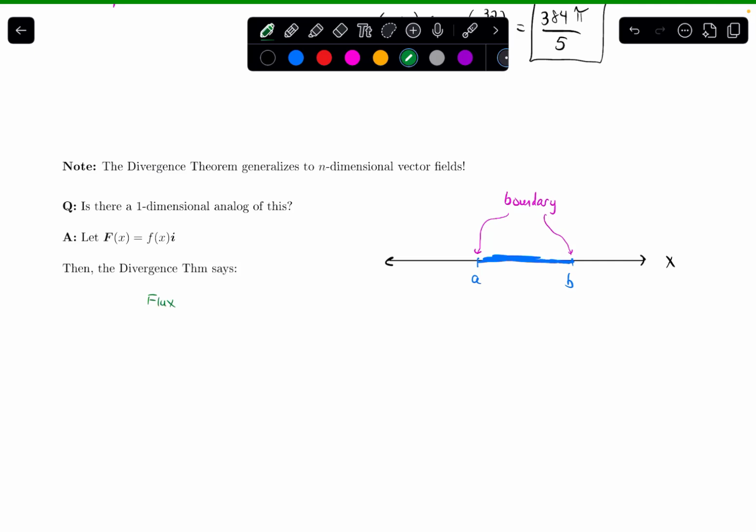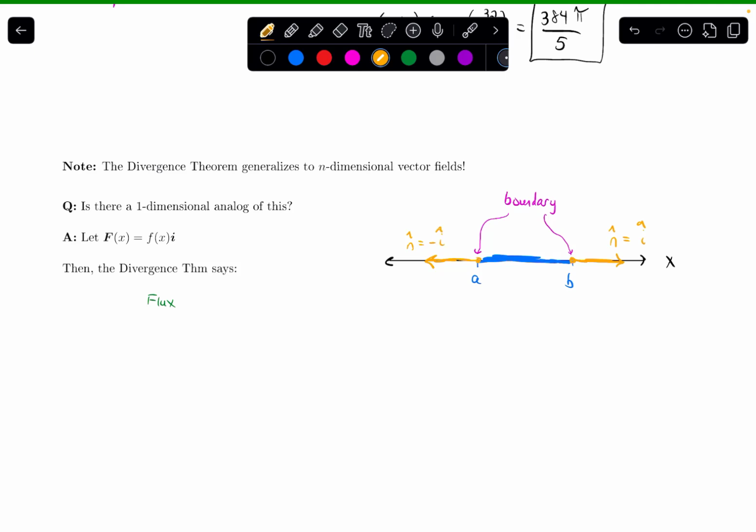And the flux involves taking the vector field and dotting it with the normal vector on the boundary. So at the boundary point on the right, if I draw the normal vector, well, it's got to be pointing straight out to the right. So that normal vector, this unit normal vector, it's got to be i hat. It's in the positive x direction and has length 1. At the left boundary point, that normal vector would point straight to the left. So that normal vector would be negative i hat.